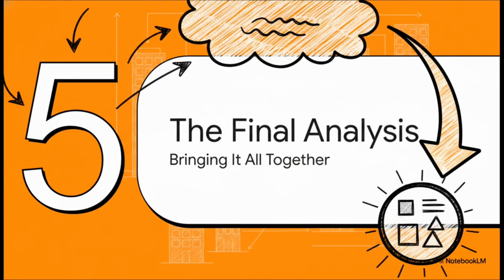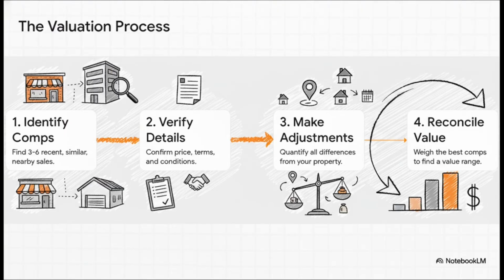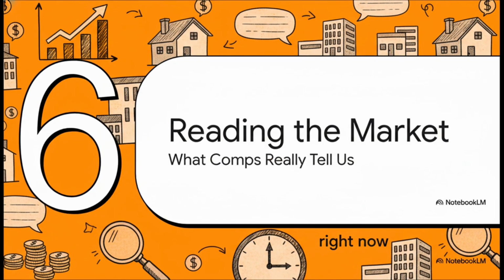So, the big question is, how does an appraiser take all this messy data, all these different adjustments, and boil it all down to a single value? Let's walk through that final process. It really comes down to a clear 4-step process. First, they hunt down the best possible comps, usually 3 to 6 of them. Second, they have to verify every single detail of those sales. Third, they do all that hard work of making the adjustments we just talked about. And finally, they reconcile the value. That just means they weigh the best, most similar comps more heavily to land on a final value or at least a tight range.